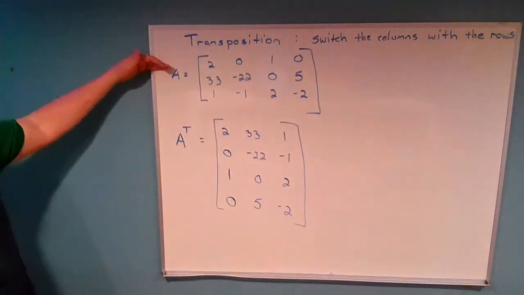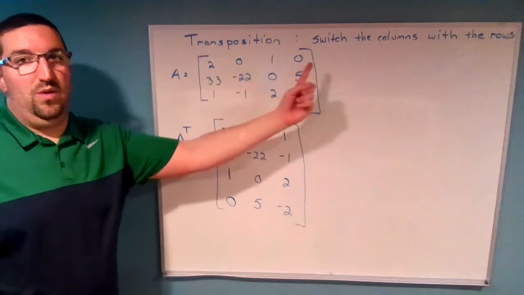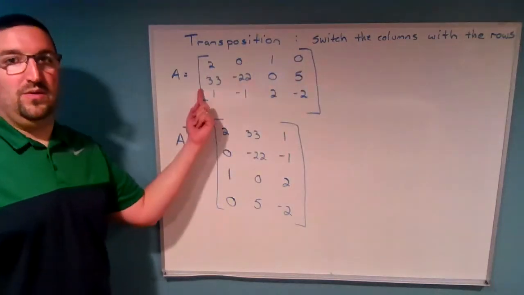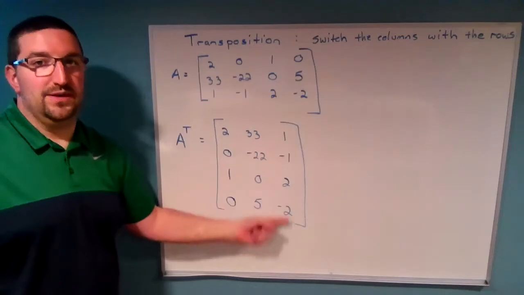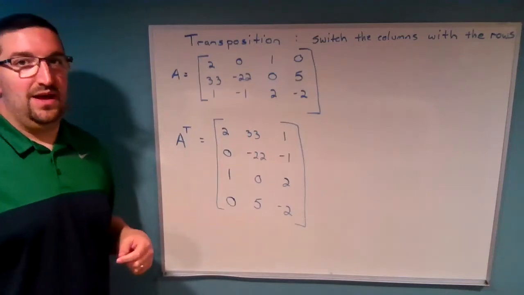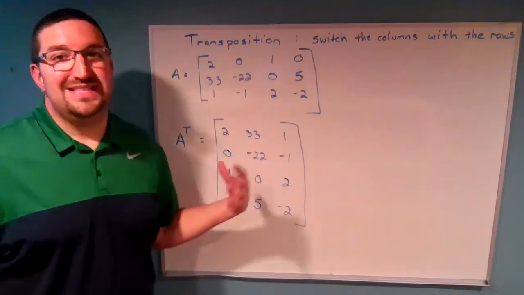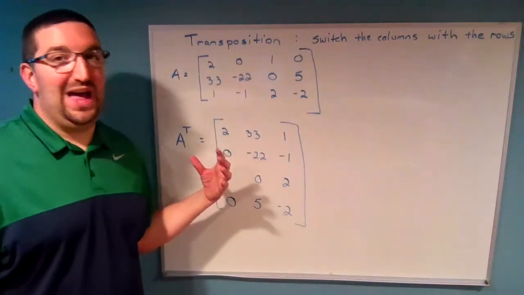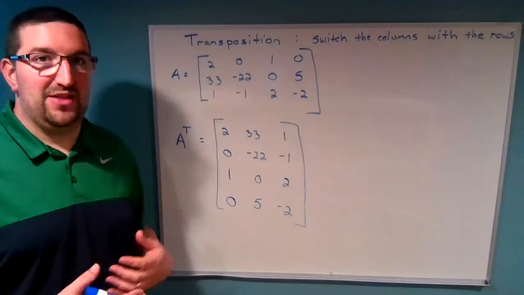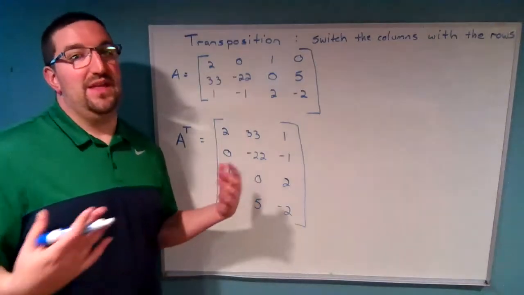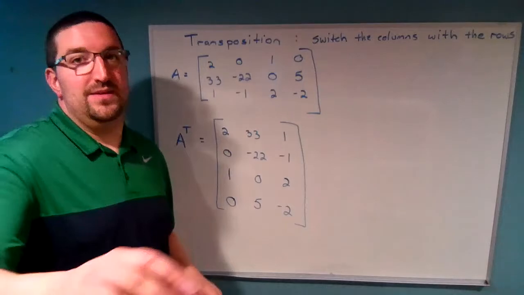So we have matrix A and the transposition of matrix A. Row 1 becomes column 1. Row 2 becomes column 2. Row 3 becomes column 3. Why is this necessary? This is necessary to do sometimes to get the matrices to have the same dimensions so you can add and subtract them together, so you can multiply them together and things like that. So, transposition of matrices.